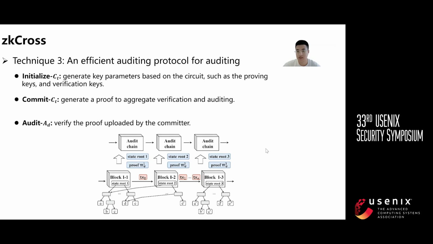The third technique is an efficient auditing protocol for cross-chain auditing. We construct a circuit for the committer, allowing multiple transaction verifications and audits to be compressed in a single zero-knowledge proof. The entire protocol is divided into 3 steps. First, the committer completes the setup of the zero-knowledge proof, generating the corresponding proving and verification keys. Next, the committer packages the transactions to be audited and generates a zero-knowledge proof. Finally, the committer sends the proof to the auditor, who verifies it to complete the audit.